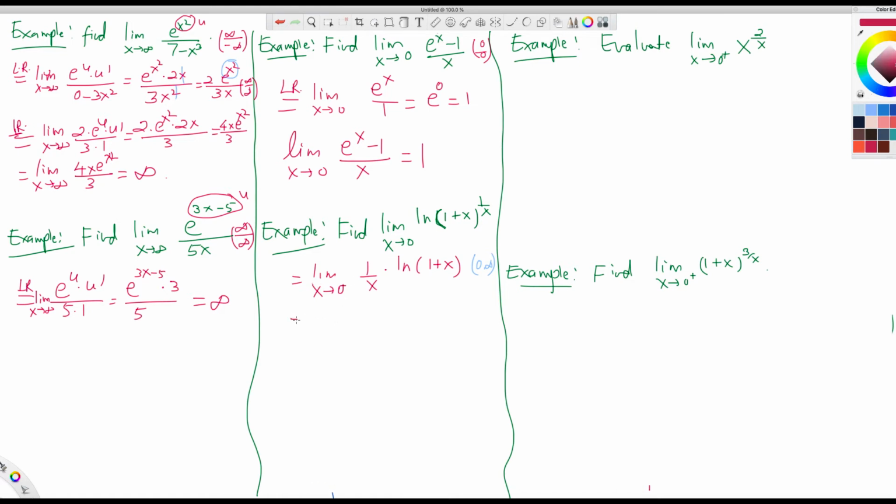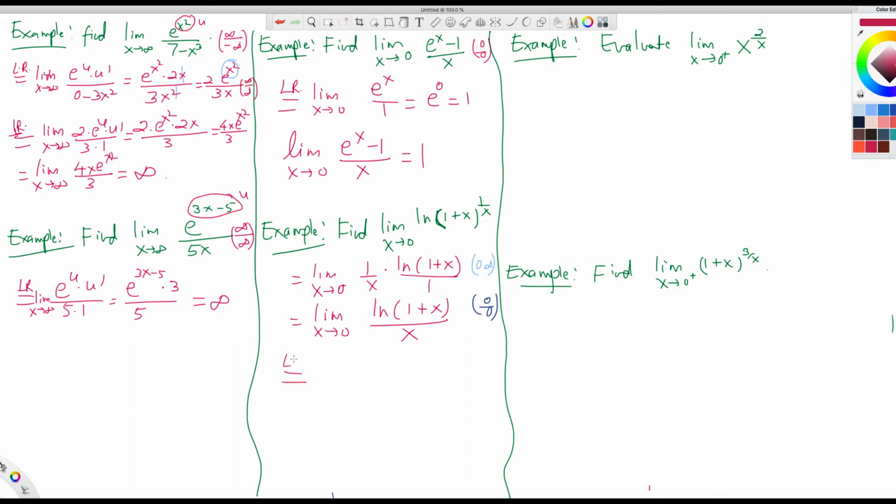So I want to write this as limit x tends to 0 of natural log of 1 plus x over x, because there is 1 in the denominator, you multiply those two, right? If you plug in the limit, what do you get? You get natural log of 1 plus 0, which is natural log of 1, basically 0. This is like 0 over 0 form when you plug in that limit. You see that? Now you can use L'Hopital's rule.